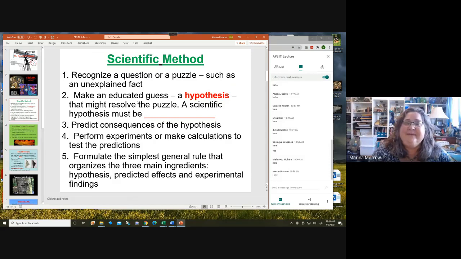So what you can do is make an educated guess. That's what a hypothesis is. A hypothesis is your first answer, an explanation. And so one of the things is that a scientific hypothesis must be testable.